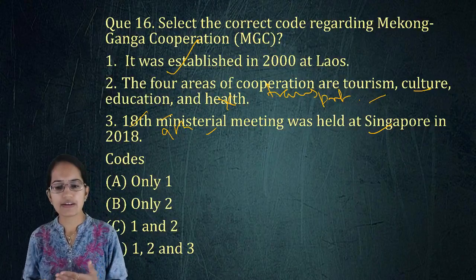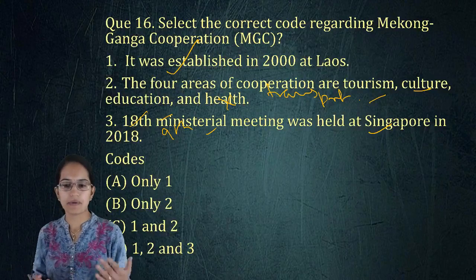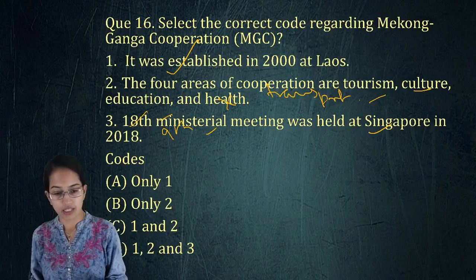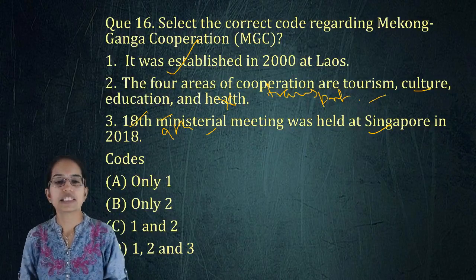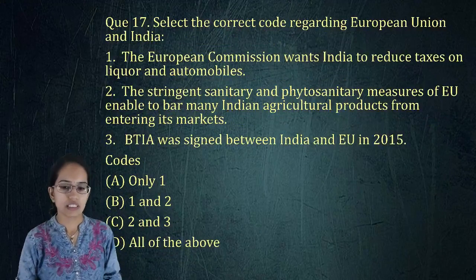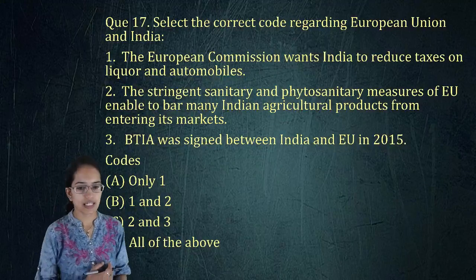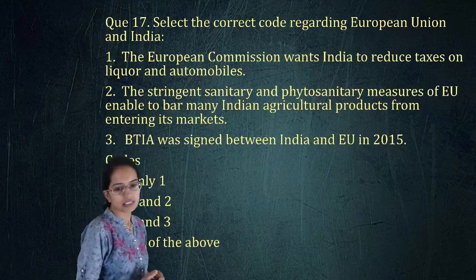So you have 6 member nations. Those are India, Myanmar, Thailand, Cambodia, Laos, and then you also have Vietnam. So those are the 6 nations that are there. Next question, question 17 is about the European Union and India. Which of the following statements is correct?